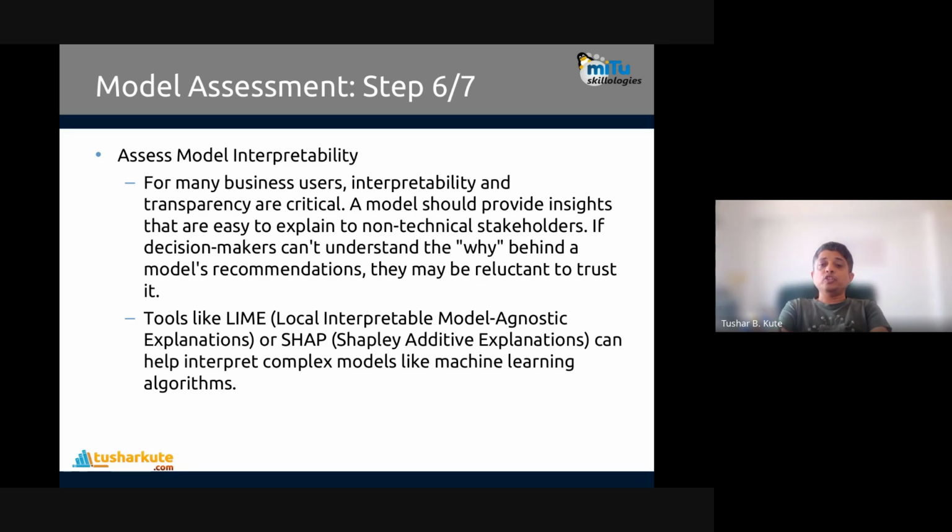There are various tools currently used in explainable AI by which interpretation can be found. Tools like LIME, Local Interpretable Model-agnostic Explanations, or SHAP, Shapley Additive Explanations, can help to interpret more complex models like machine learning algorithms.